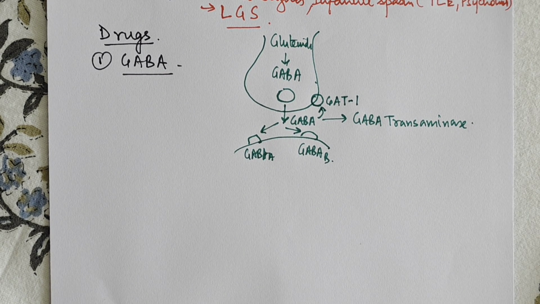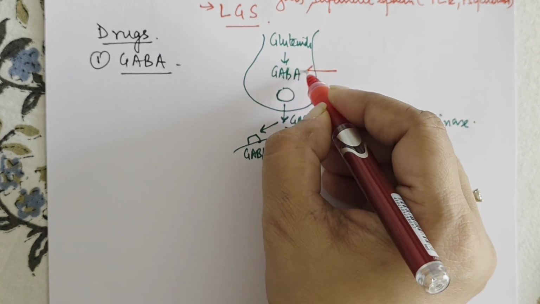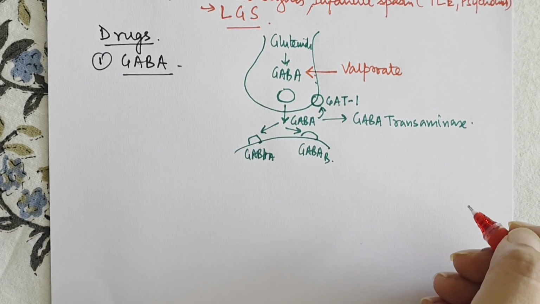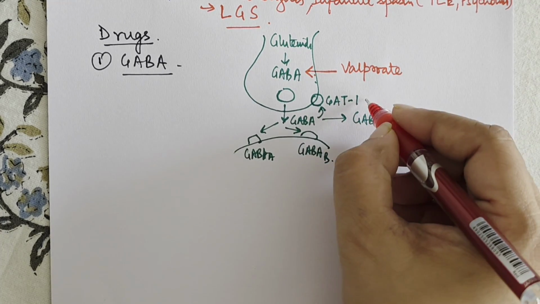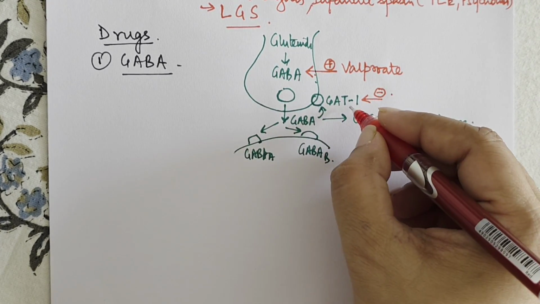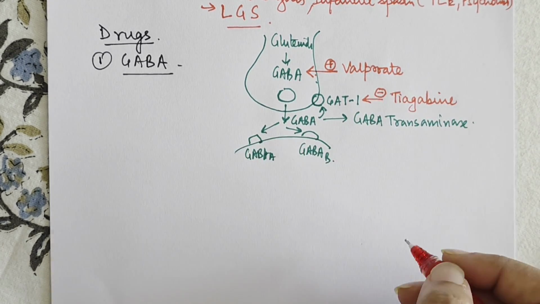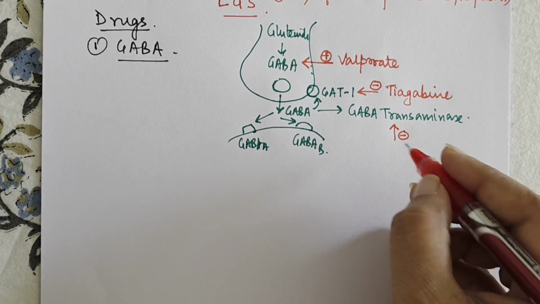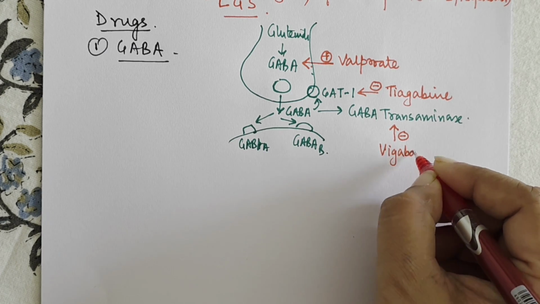The first drug that we will see is a GABA mimetic, which enhances the action of GABA: valproate. Then there's a drug which inhibits the reuptake. So valproate has a positive action, while here is an inhibitory action. Inhibition of reuptake of GABA in the neurons is done by tiagabine. Then GABA transaminase inhibition: we are inhibiting the metabolism of GABA. We don't want GABA to be metabolized so fast. The drug inhibiting the metabolism of GABA is vigabatrin.